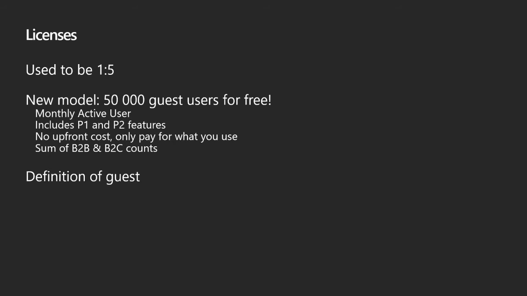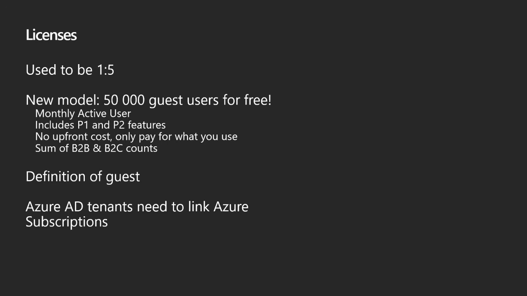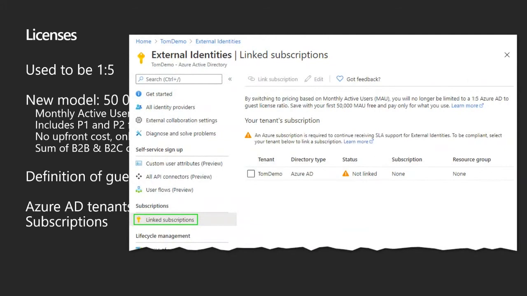To switch this licensing model, you need to link an Azure AD subscription, an Azure subscription, so that if you overstep these 50,000, there needs to be a way to pay for it. You just simply go into external identities, click on linked subscription, and you link a subscription here. But for many companies, it's really unlikely that you actually go over 50,000. But that depends on your business.